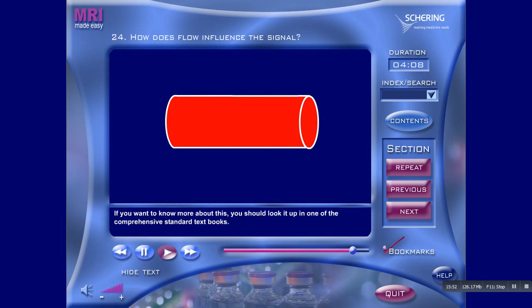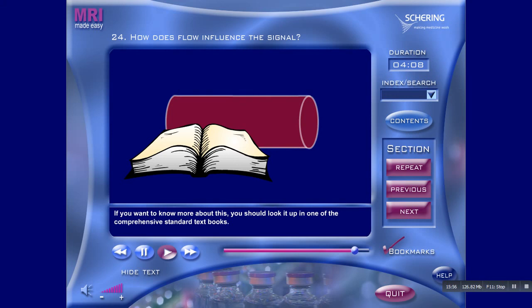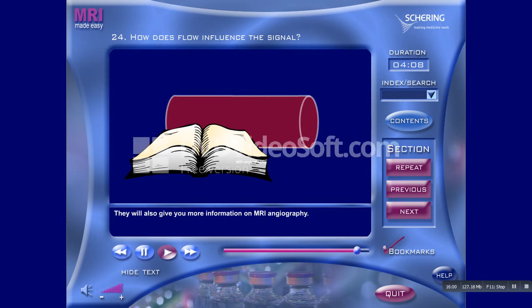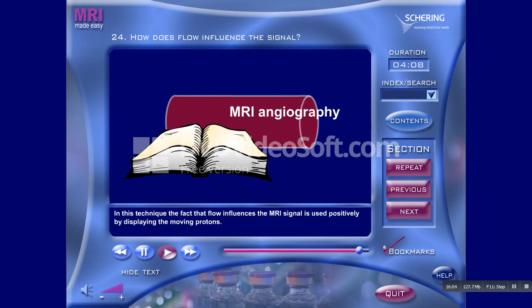If you want to know more about this, you should look it up in one of the comprehensive standard textbooks. They will also give you more information on MRI angiography. In this technique, the fact that flow influences the MRI signal is used positively by displaying the moving protons.